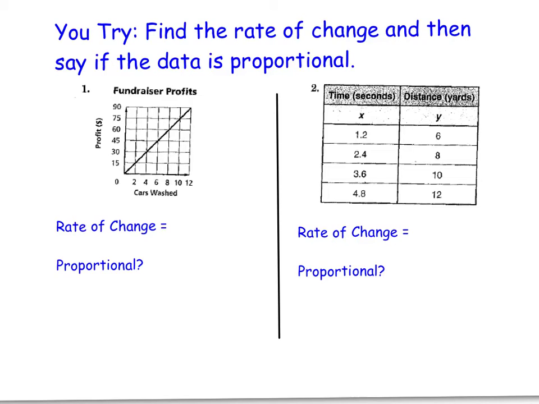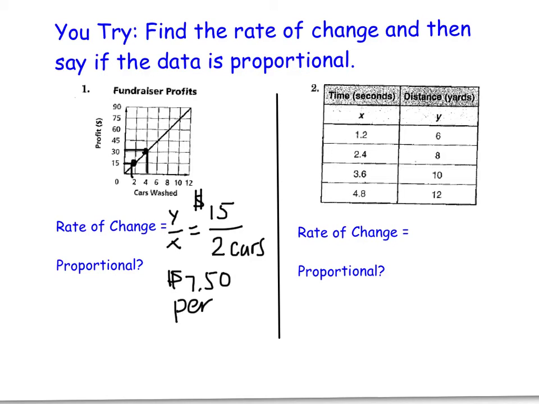So, to find the rate of change for the first one, we're going to do y over x like we did before. We're going to pick 2 points on our coordinate grid. Our change for the y has gone up by 15, so $15. And with those same points, looking down here, the number of cars washed has gone up from 2 to 4, so that would be a change of 2 cars. Once I go ahead and divide these, I get $7.50 per car. That is my rate of change.